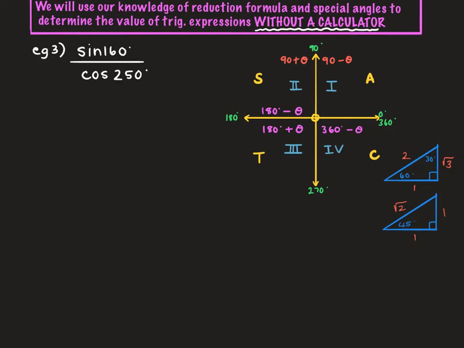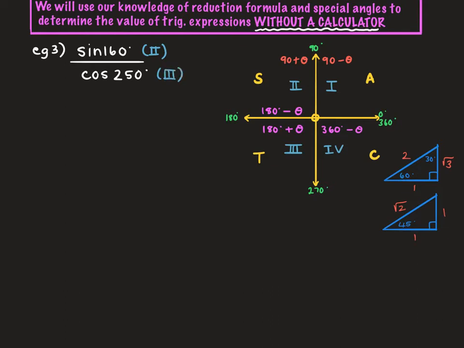Cool, so let's have a look at our third example. All right, sine of 160 divided by cos 250. Cool, so 160 degrees. Which quadrant am I in? I'm in quadrant 2. Okay, so for now, I'm still going to do this to help us. I'm in quadrant 2 with 160 degrees, and 250 would be in quadrant 3, right? Between 180 and 270. So I'm working in quadrant 2 and in quadrant 3.